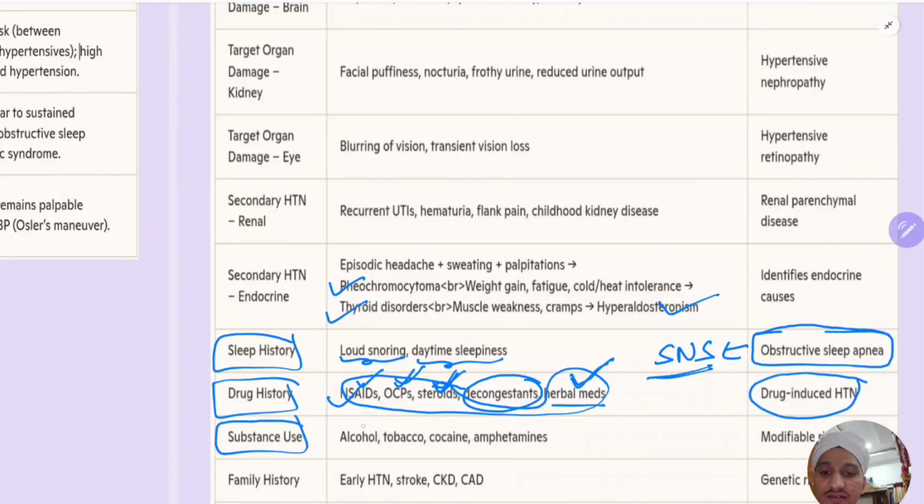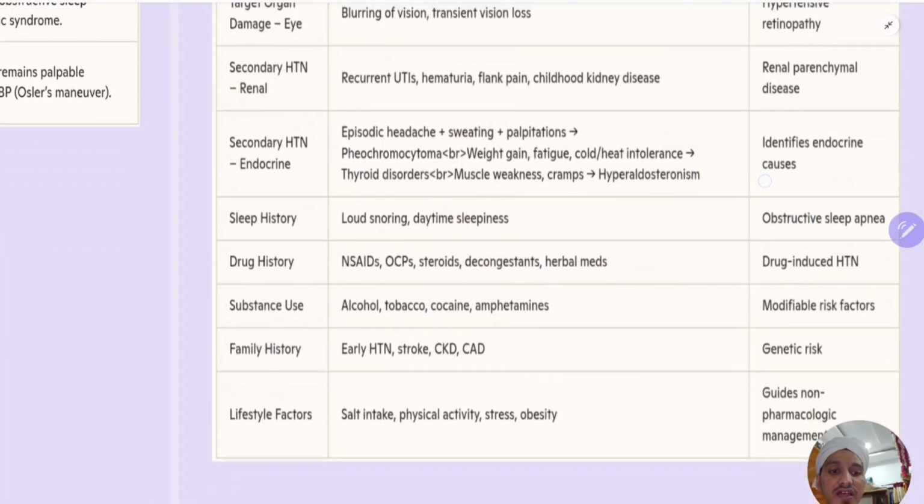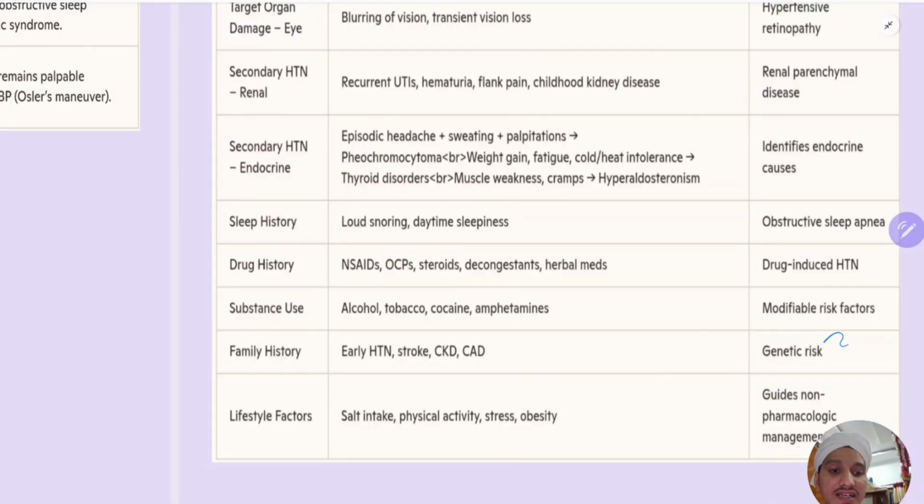Substance abuse: if the patient takes alcohol, smokes, or takes drugs like cocaine and amphetamines. So drugs, smoking, alcohol are the modifiable risk factors. But if they are long term, they will develop hypertension. Family history: you should ask whether there was a history of early hypertension, stroke in the family, CKD or coronary artery disease. You should ask the patient. If it was there, then there is a genetic risk.